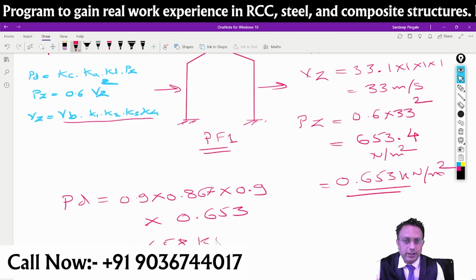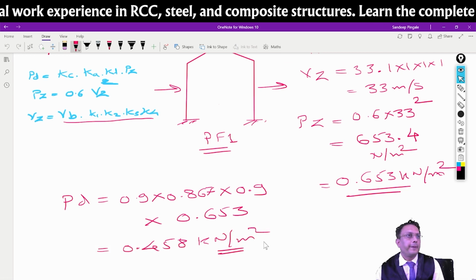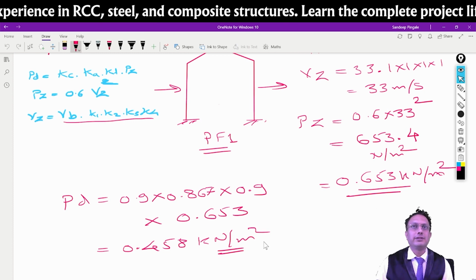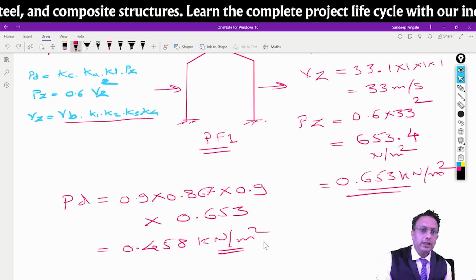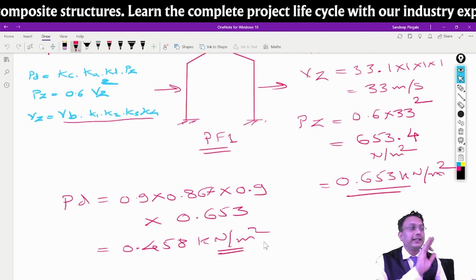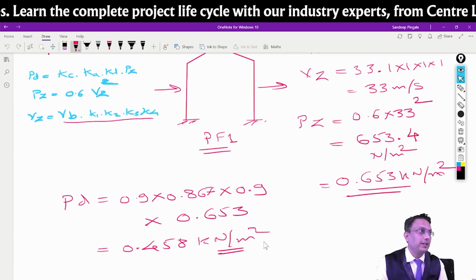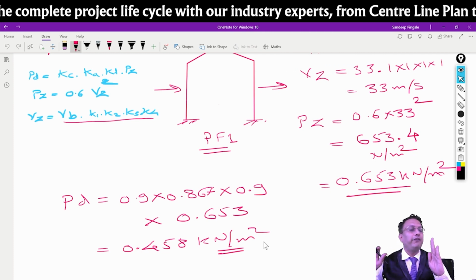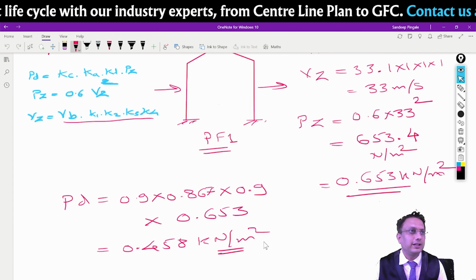0.458 kilonewton per. Understood, everyone? Now, how to apply? This is basically the design pressure coming on this. This is not the force. This is the pressure. So, pressure multiplied by the effective area will give the actual force coming onto this. Do you agree?